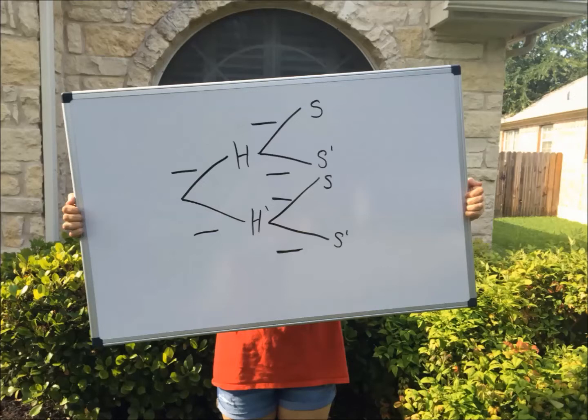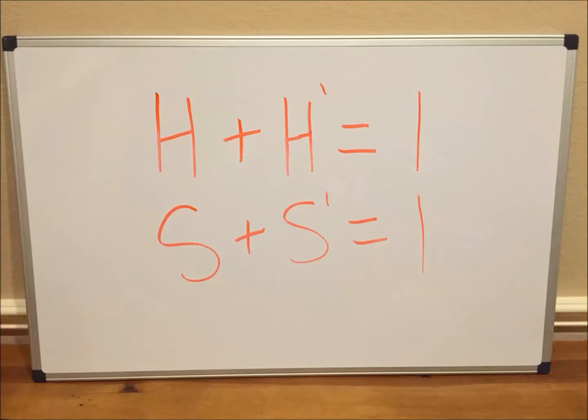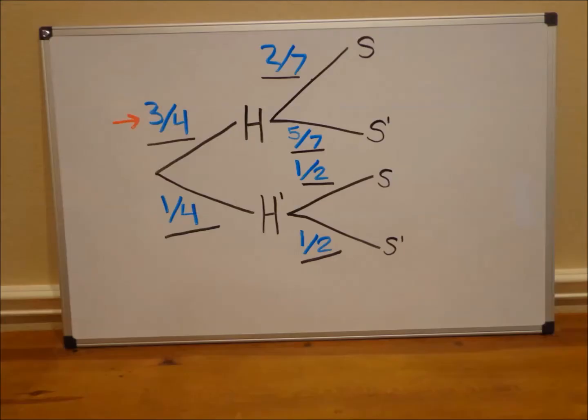Pause the video now and try to fill out the tree on your own. When you're done, come back and check your answers with mine. The first thing to do is fill in your tree. Remember, the probability an event does and the probability an event does not happen must equal 1. The probability that James does get assigned homework is 3/4. So the probability that he doesn't get assigned homework must be 1/4.